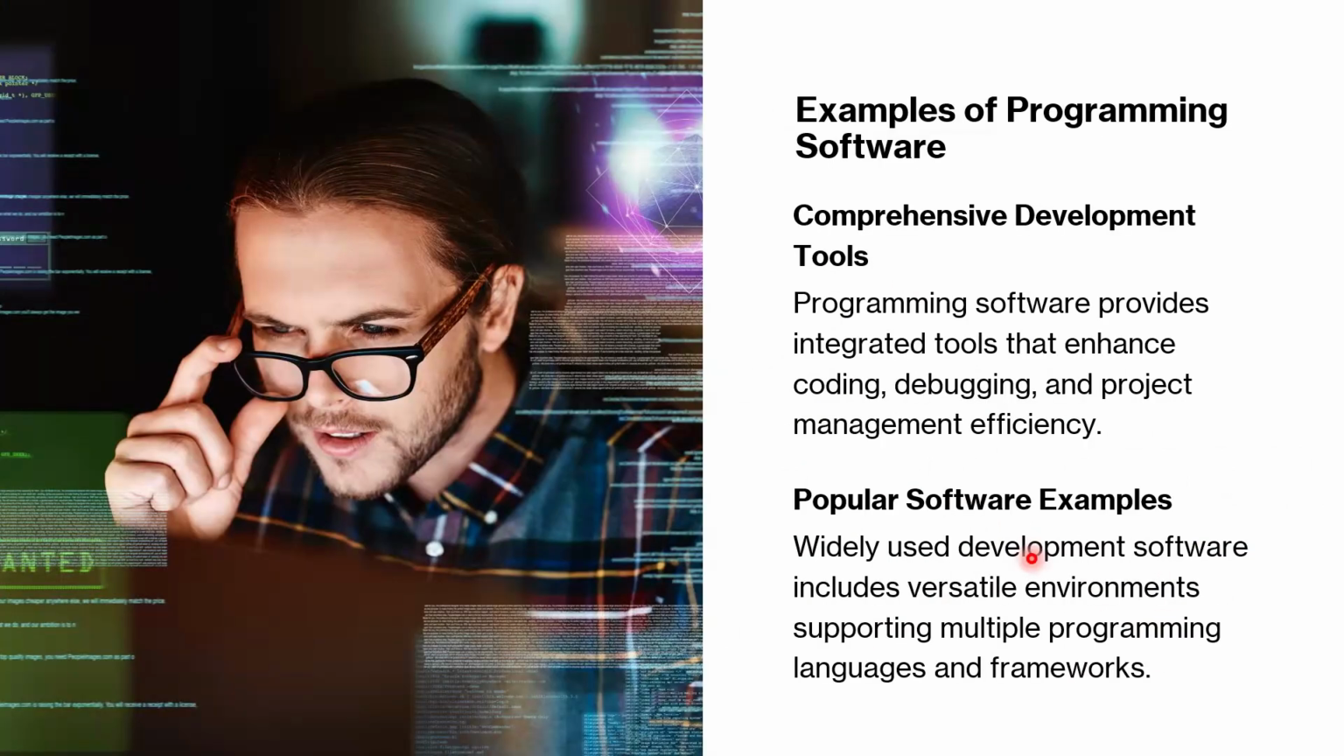Examples of programming software: comprehensive development tools. Programming software provides integrated tools that enhance coding, debugging, and project management efficiently. Examples of comprehensive development tools include IDEs, and I have also told you about Visual Studio Code, in my case, Visual Studio. Popular software example. Widely used development software include versatile environments supporting multiple programming languages and frameworks.